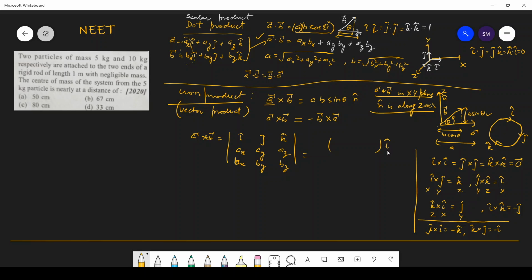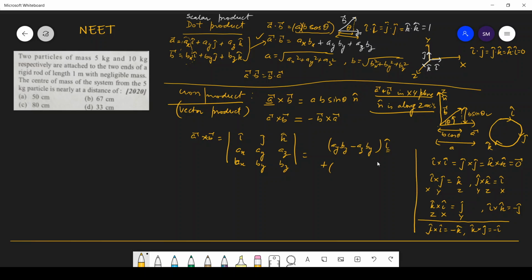So if you're writing it for i cap, hide this i cap, and you'll be starting after hiding i cap. So i cap is equal to j cap, and the next is j and next is k. So from j to k you will be moving in this direction. So j to k means ay into bz, minus az into by.